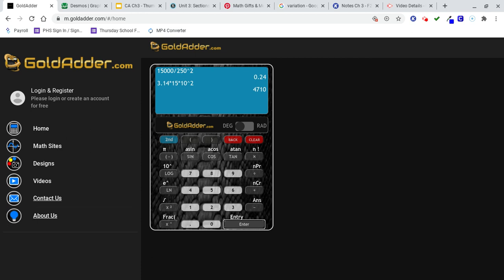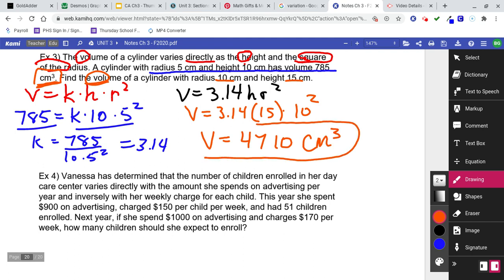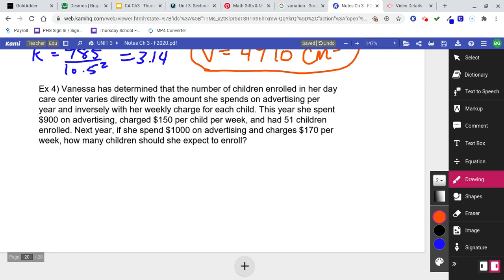4,710. So V equals 4,710. We're talking about volume. The units were cubic centimeters. So make sure when there's a story problem or a problem with context, make sure your answer has context as well. Volume is 4,710 cubic centimeters.